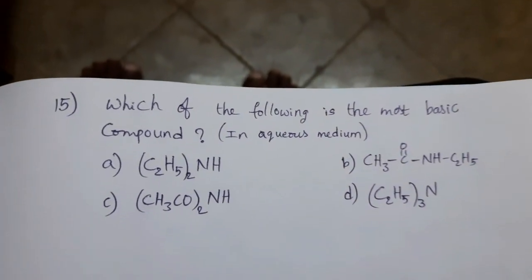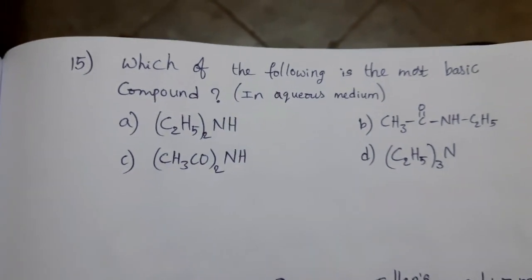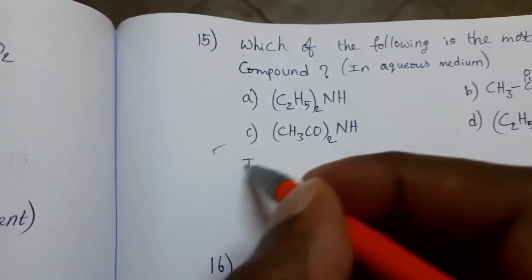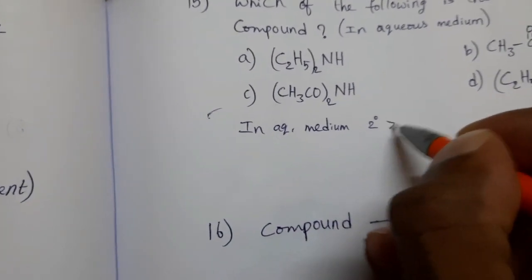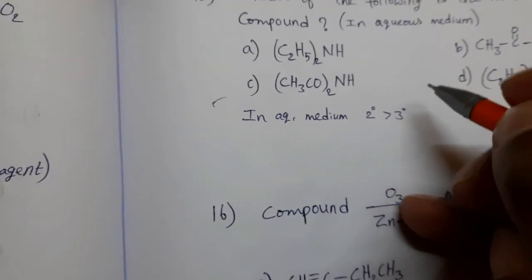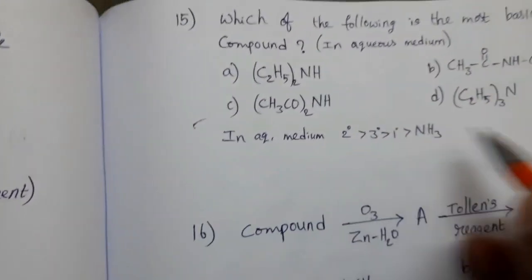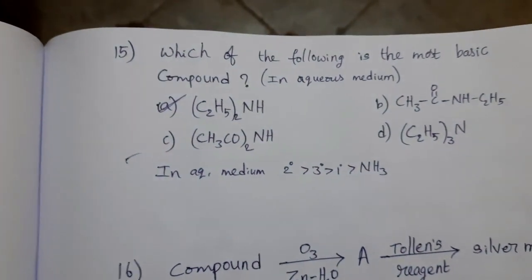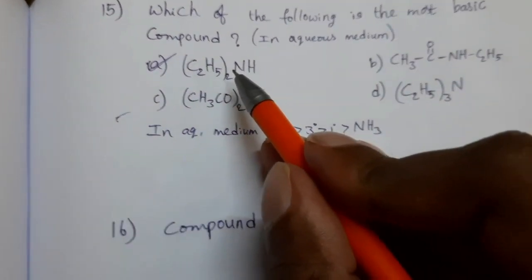Next, which of the following is the most basic compound in aqueous medium? So in aqueous medium, what is the basicity order for amines? In aqueous medium, secondary amines are greater than tertiary amines, greater than primary amines, greater than NH3. So here this is the secondary amine. Option A is the answer. It is the most basic because this is a tertiary amine, so between these two, it has more basic nature.